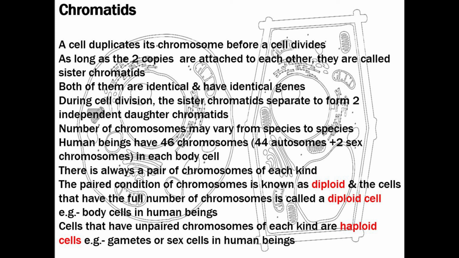This is a very easy concept. And cells that have unpaired chromosomes of each kind are called haploid cells. That is gametes or sex cells in human beings. Those cells which don't have any kind of paired chromosome are haploid. So body cells in human beings are diploid, and gametes or sex cells are haploid.